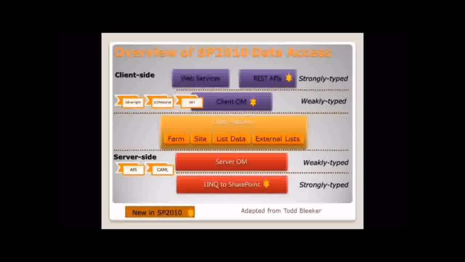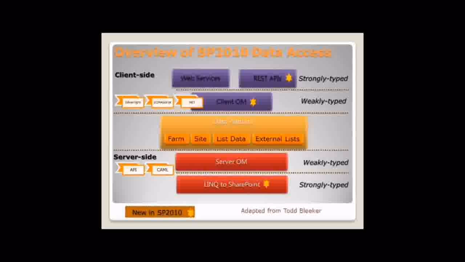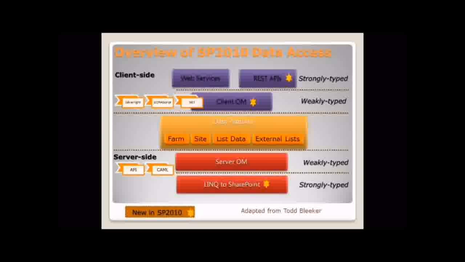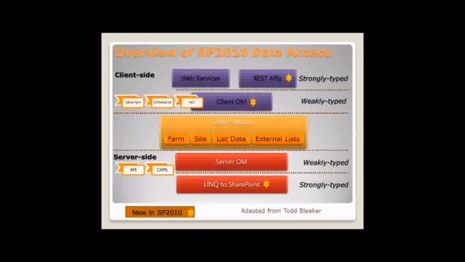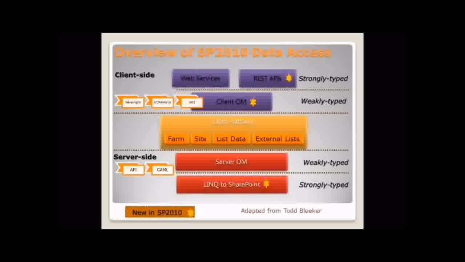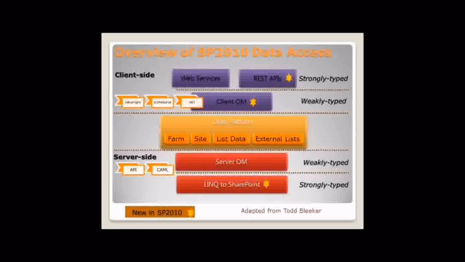You also have the REST APIs, the representational state transfer APIs. This is strongly typed. You can get data very easily using JSON objects, which are returned to the client application. A very useful new method of working with SharePoint data. We'll take a look at a slide later on which compares all of these options and helps you decide which one to use in your projects.